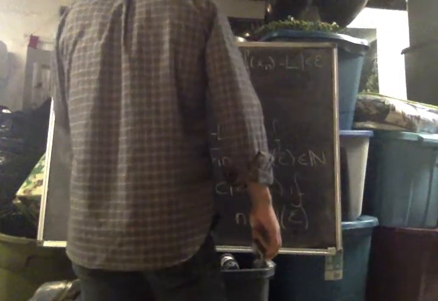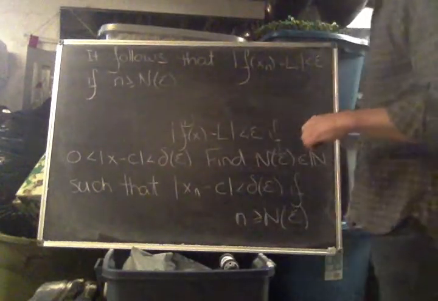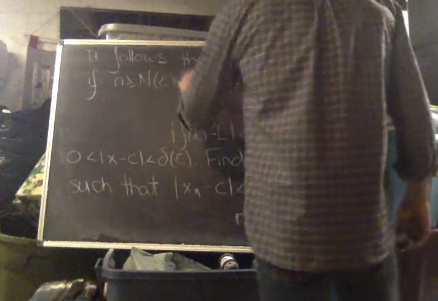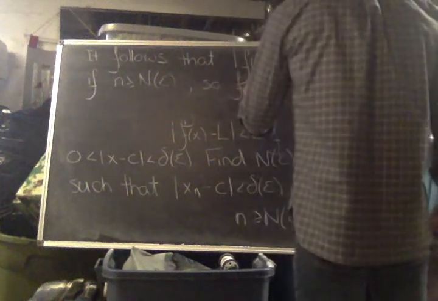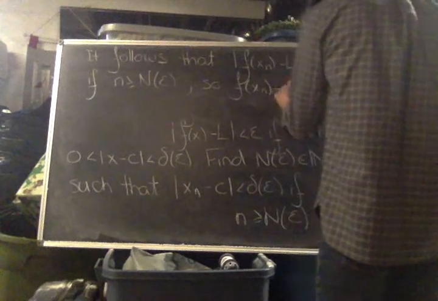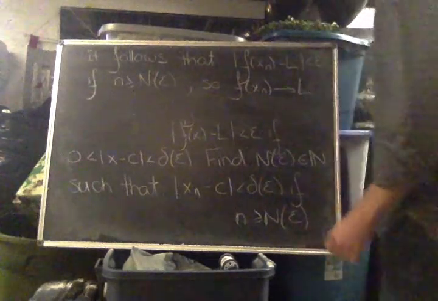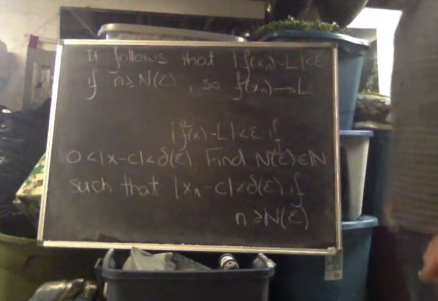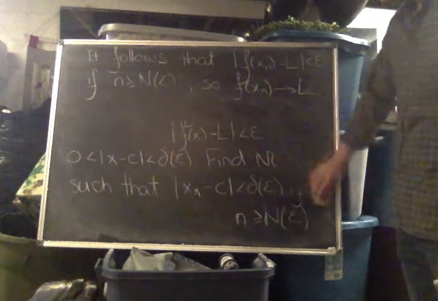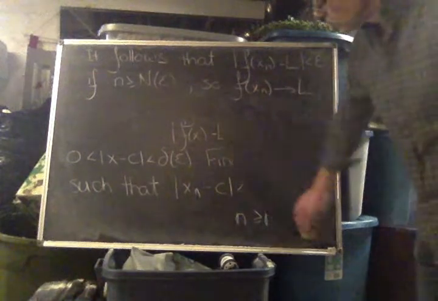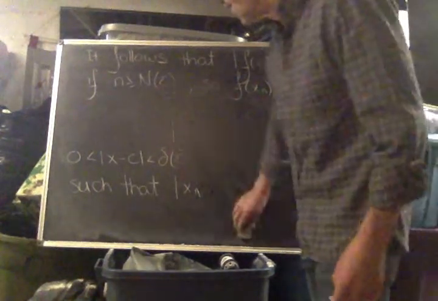And when does that happen? It happens exactly when little n, the index, is bigger than or equal to this capital N of epsilon. And that is the very definition of what it means for a sequence to converge. You have then proved that f of xn converges to L. So that's one direction of the proof. That's one implies two.